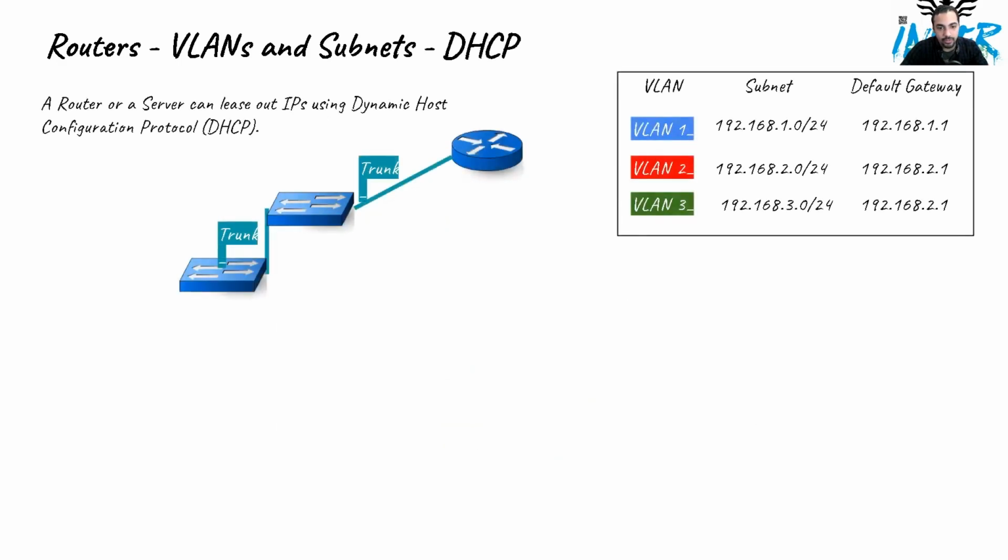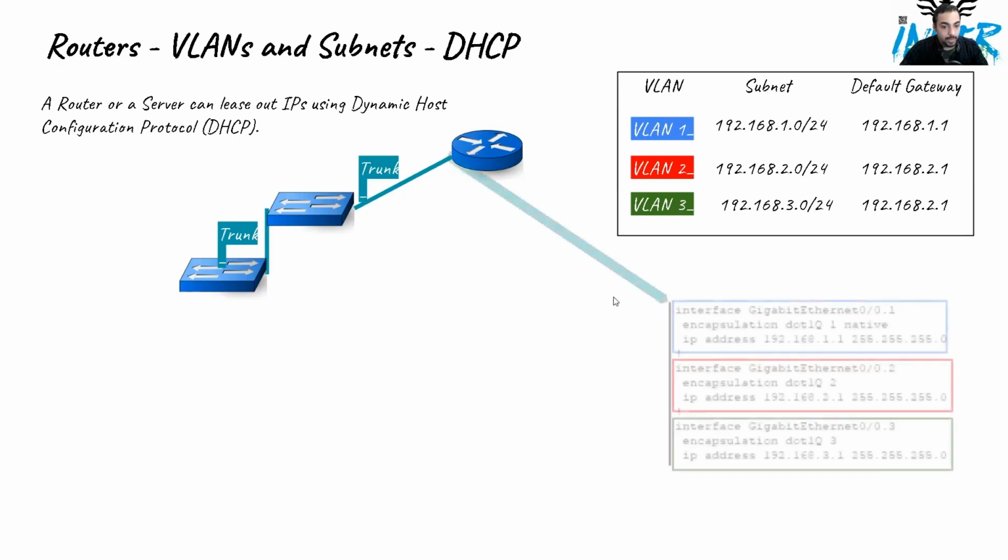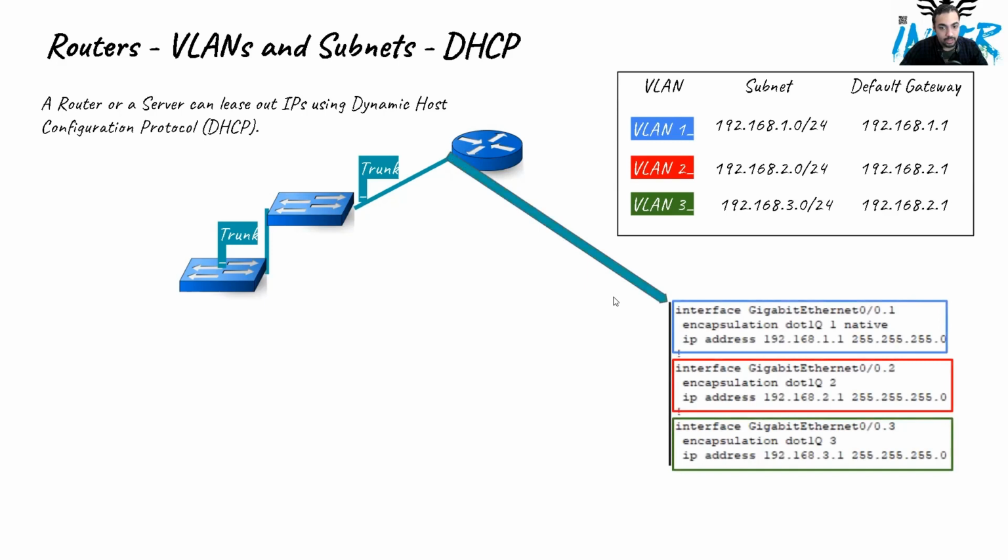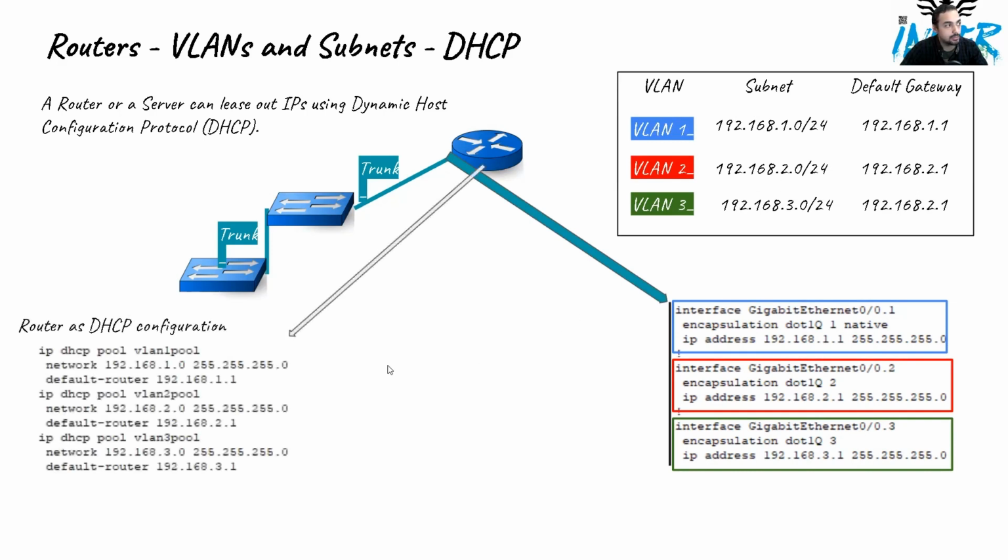So using the sub-interfaces, trunks, VLANs, and subnetworks, let's lease out IPs based on what VLAN a device is attached to on a switch. So here's the setting for the router interface that is assigned as a trunk, which we use to fill out our VLAN subnet default gateway chart up here. Now let's look at the settings the router has that makes the router a DHCP router.